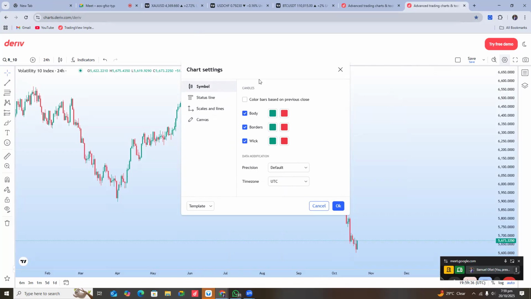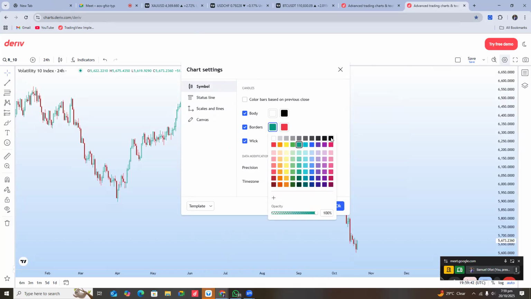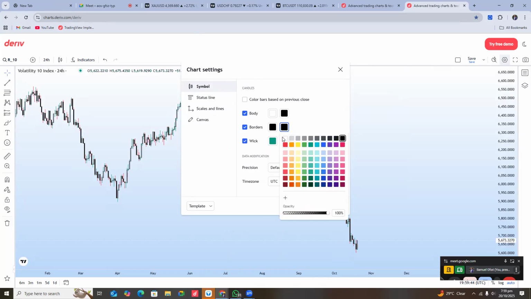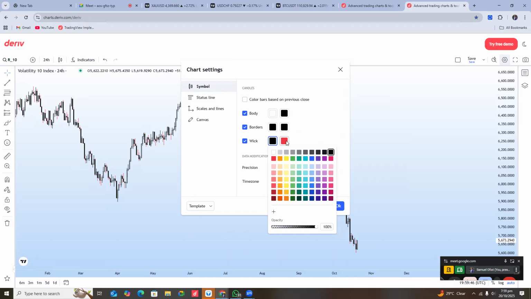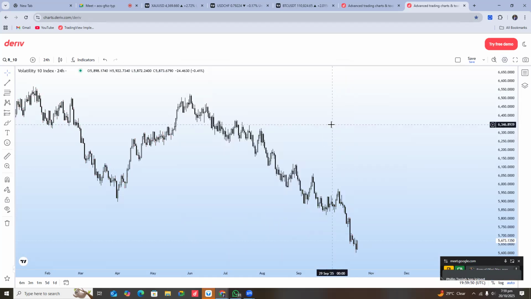Then you go to symbols. So you see the candles here. The body, I change this to white. I change this to black and the rest to black, black, black, and black. Then, okay. So this is how I like mine. Yeah, so I've changed it completely. If you want, you can revert it back.